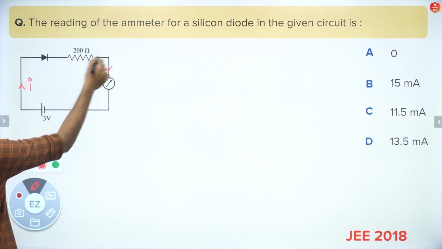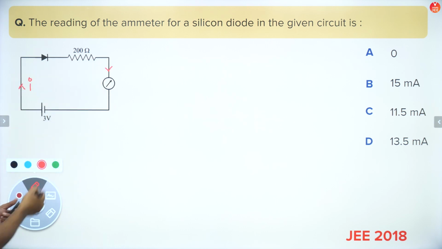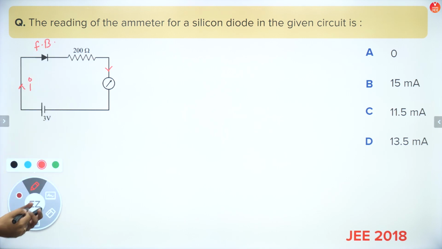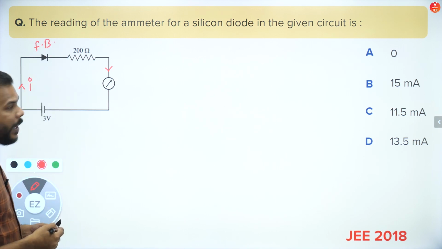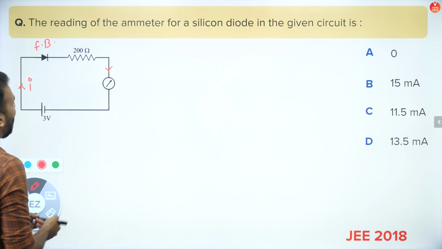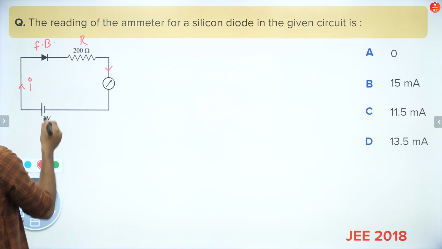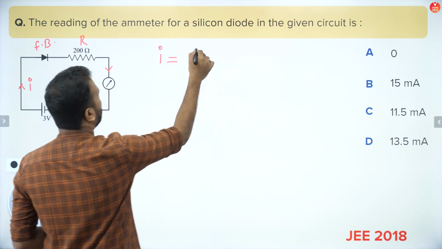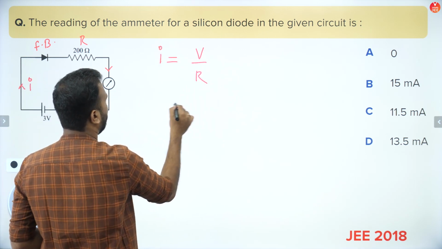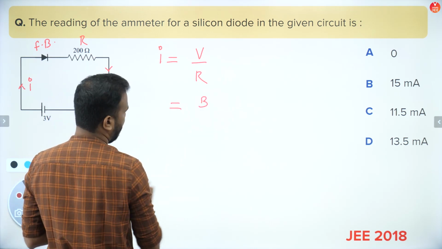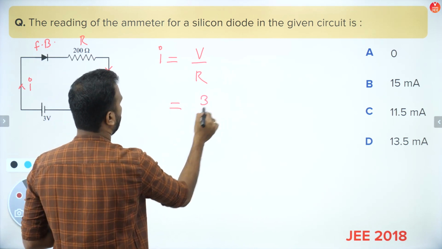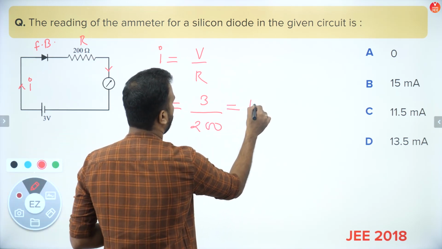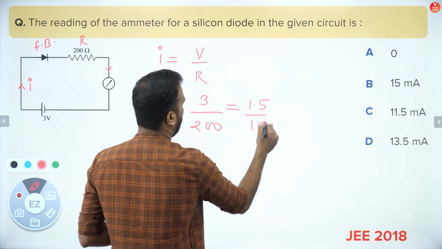You can see that, as per the current direction shown in the circuit diagram, this diode becomes forward biased and it will not show any resistance, being an ideal diode. So what you actually have is just this resistance here, guys, and this battery connected. All you have to do now is find the value of the current. You have a 3 volts battery connected over there, and the resistance of the resistor is 200. That means you get 1.5 by 100 ampere.